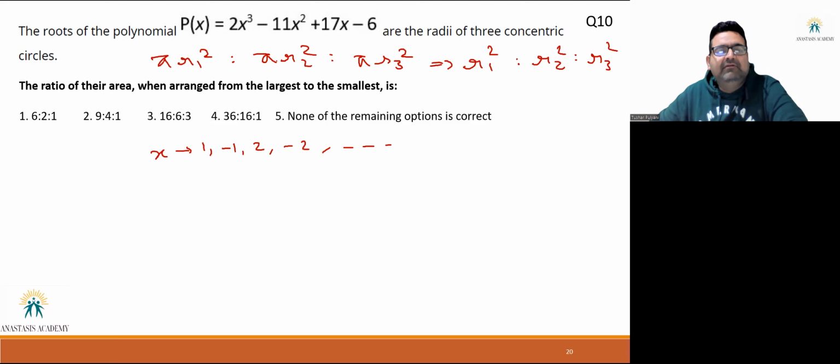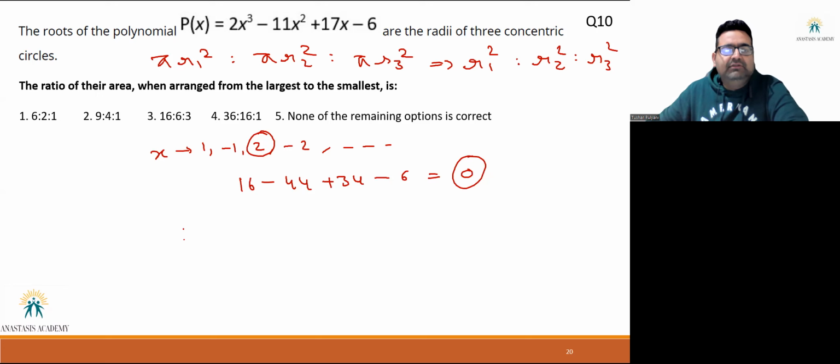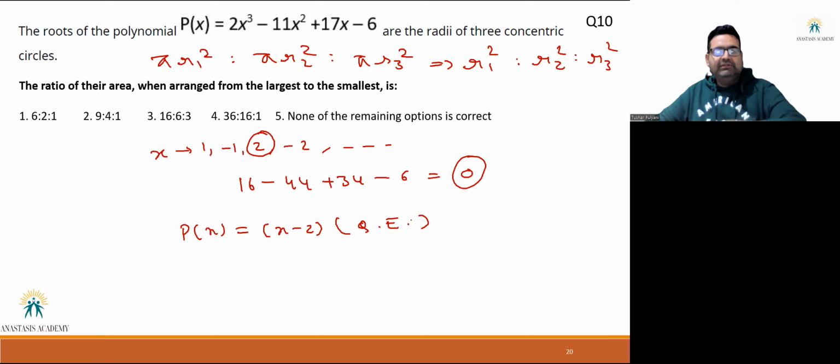Here 1 and -1 will not give you the answer, but 2 will fit, because 2 into 8 is 16, minus 11 into 4 is 44, plus 17 into 2 is 34, minus 6, and 50 minus 50 is 0. So that means 2 is a factor. So this polynomial will be x minus 2 into a quadratic equation. Now, how do we get that quadratic equation? We divide this polynomial by x minus 2 using long division, right? Let me divide it separately.